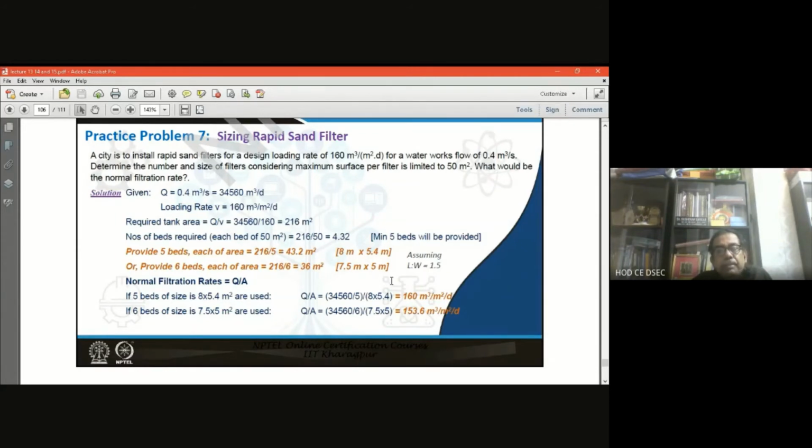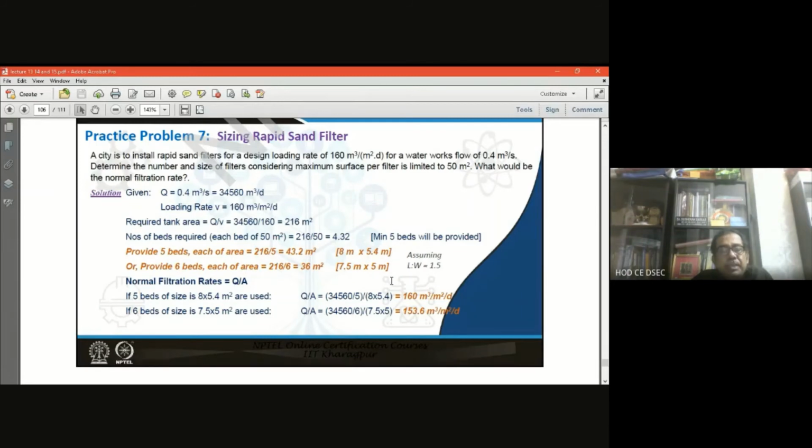Now you apply, in case of the rapid sand filter, L to W is 1.5. That means length is 1.5 times width. By applying this assumption, 1.5 to 1, you can calculate 5 beds of 8 meter by 5.4 meter is required, or you can alternatively suggest 6 beds of 7.5 meter by 5 meter. Two alternative suggestions are there in case of design, because design is always flexible. So you can have two or more options.